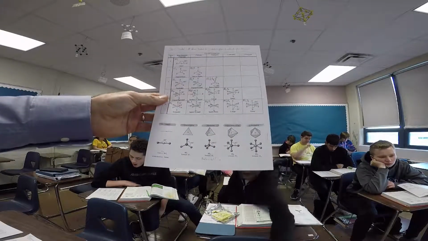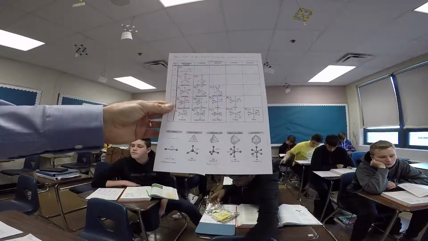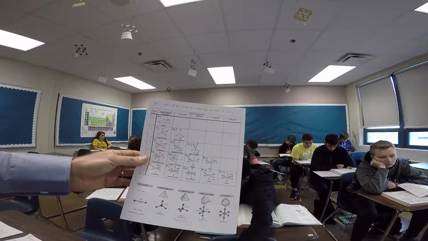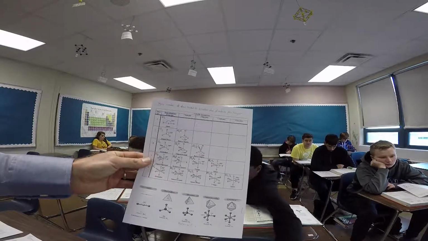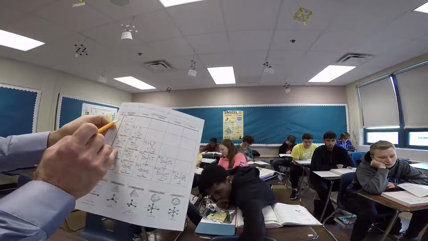Example with a tetrahedral would be methane, CH4. And we're going to look at that here in just a second. At the top, you'll see the steric number. That's the number of atoms bonded to the central atom of the molecule. So right here, that's what you're seeing here. The steric number is 2.